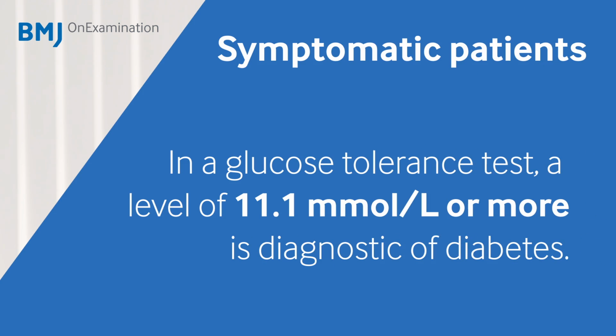The Royal College have mentioned that candidates have struggled with glucose tolerance tests. If you look at the glucose tolerance test, then a level of 11.1 or more millimoles per litre is diagnostic of diabetes. This is in a symptomatic patient. If the patient is asymptomatic, then you need another reading on another occasion.